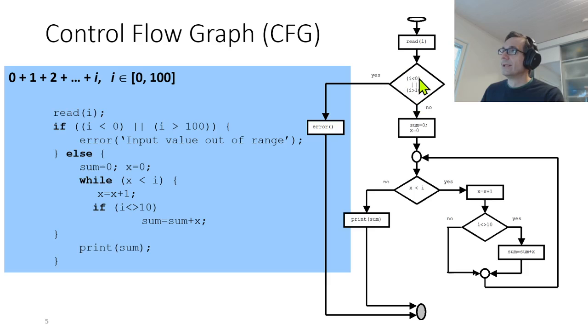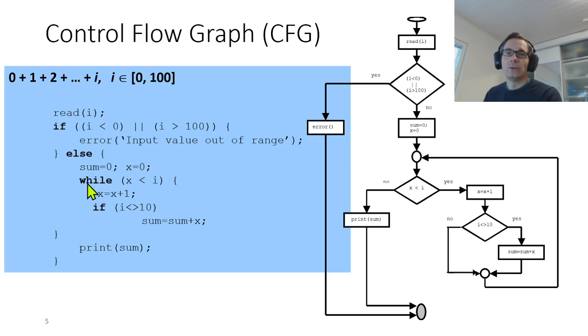We can see the same conditional testing in here. And what we will notice here is that if the value of this conditional testing is yes, we go to the error branch, which is this line of code here. If the value of this conditional is no, we go to the else branch. So in this line, we set the value of sum to be 0 and x also to be 0. It corresponds to this box here.